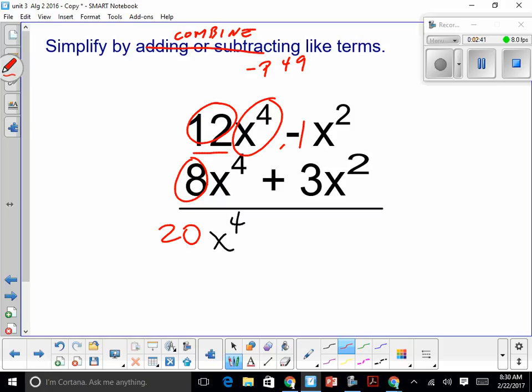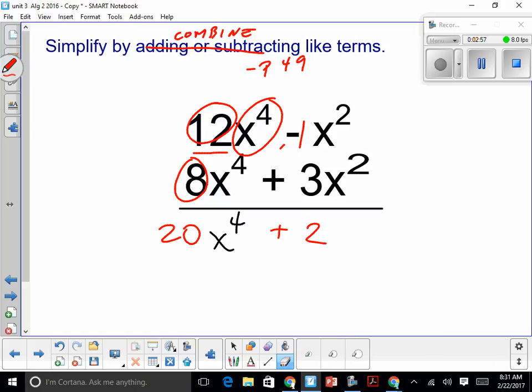3 take away 1 is a 2. That part's easy. Then you just have to decide the sign on it. Well, you take the sign of the larger number. The 3 is a larger number. Its sign happens to be a plus. And that's how you do it when the signs are different. For those who forgot, there you go.